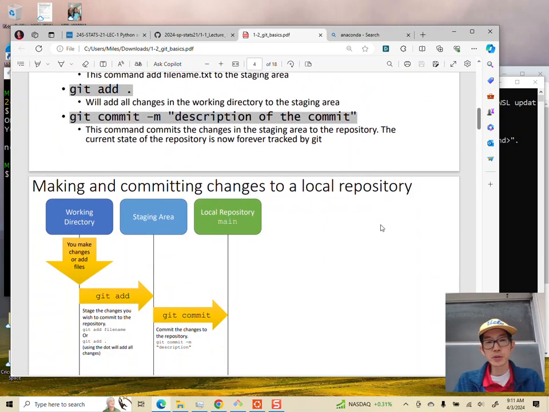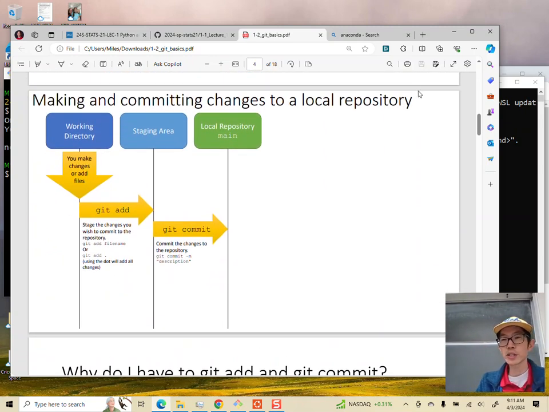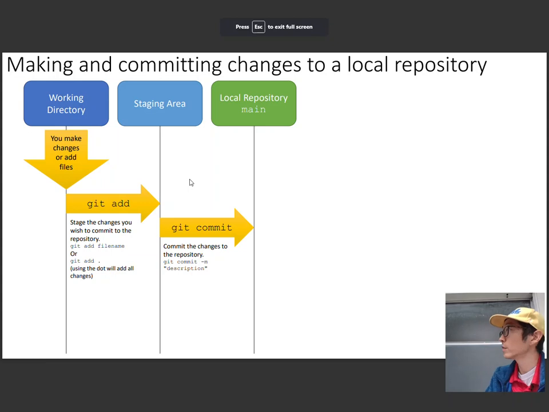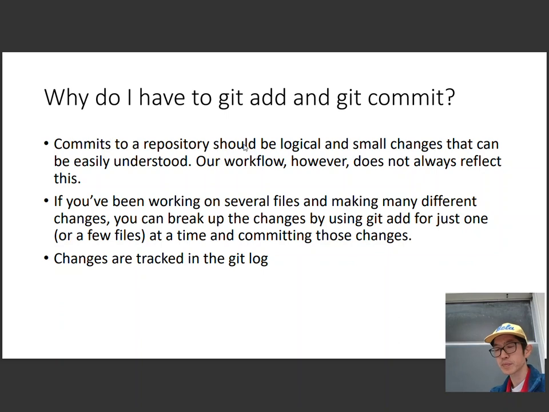Okay, and so the picture looks kind of like this. You've got your working directory. As you work, you make changes, you add files, stuff like that. Then you do git add, and this is going to stage the changes you want for the repository. This puts them in the staging area. And once you're happy with the way your staging area looks, you commit those. You do git commit with some kind of description, and that's going to put it into your repository.